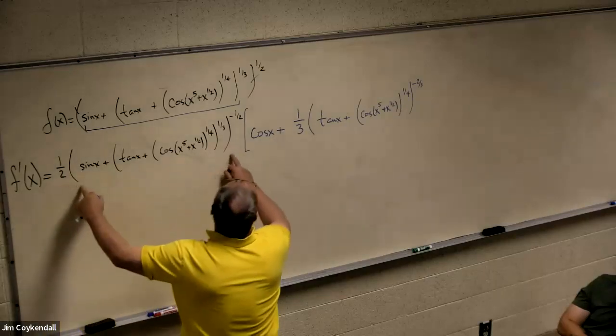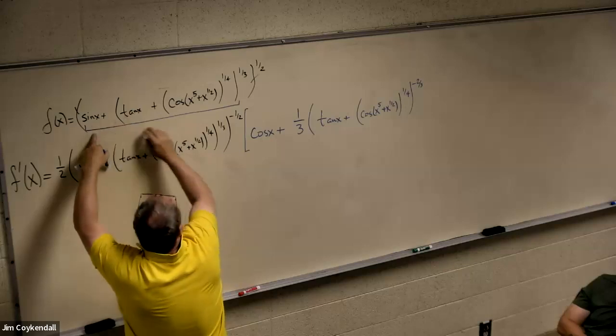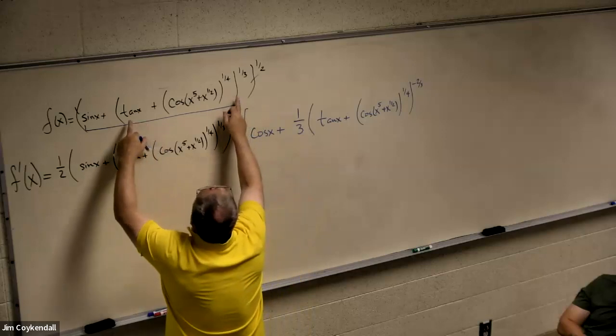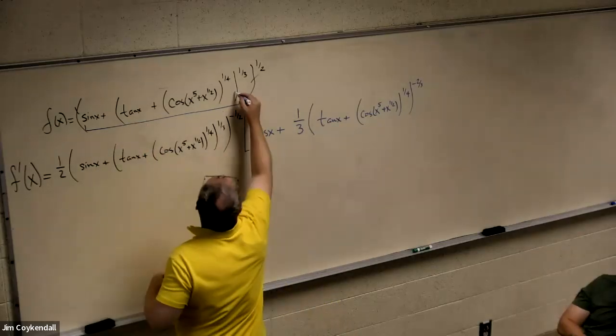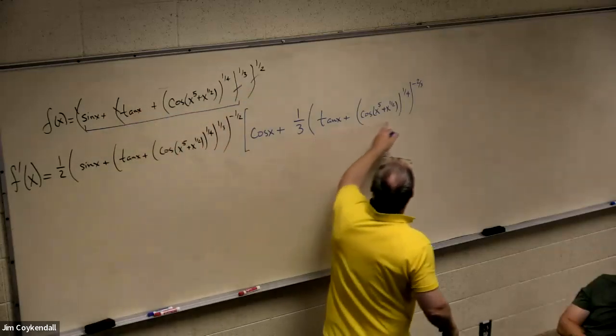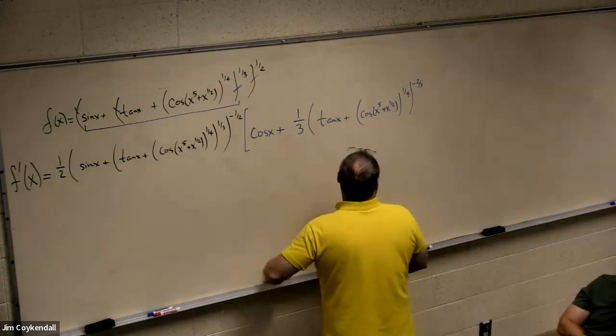1/2 blob to the -1/2. Then I had to multiply by the derivative of this. Derivative of that is cosine. That was easy. Derivative of this is 1/3 blob to -2/3. But I'm not done taking the derivative of this. I've got to multiply by the derivative that's inside.